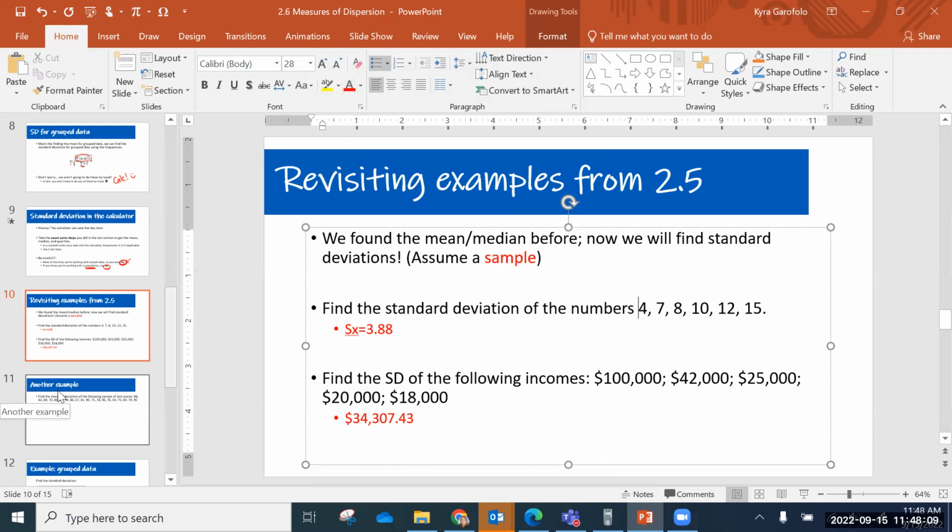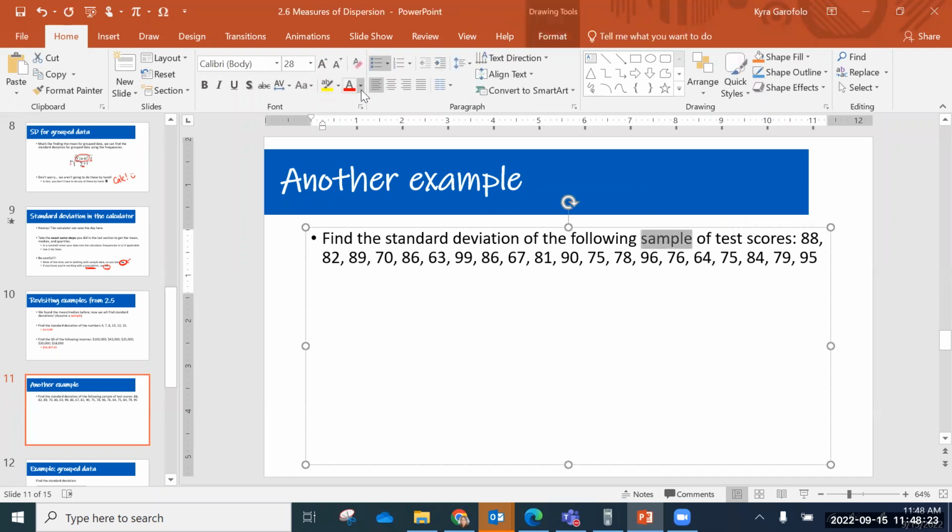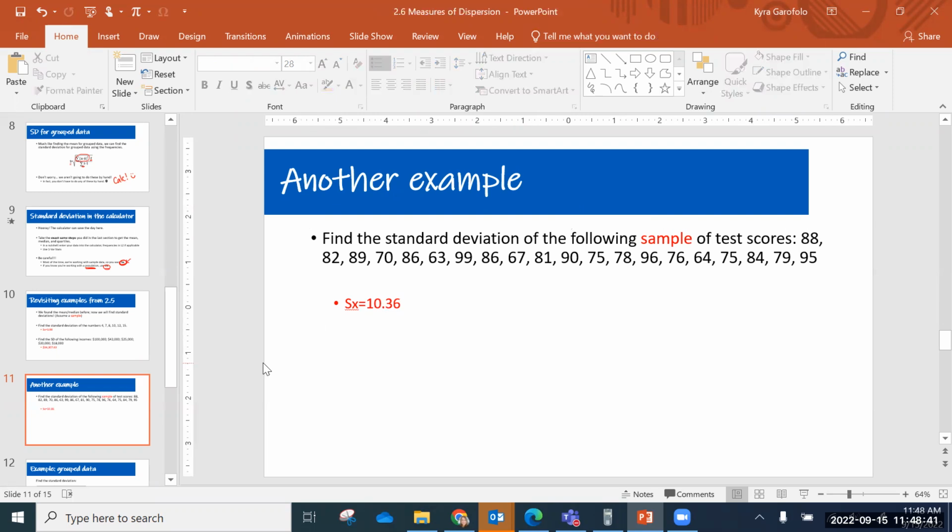Okay, let's look at the next one. We want to find the standard deviation of all of these numbers. So we're going to enter these into our calculator the same way. Use one variable stats. It's a sample here, okay? So we know that we're looking for Sx. If we do that, make sure that you can go back and do it as well. You should get Sx equal to 10.36. Okay.